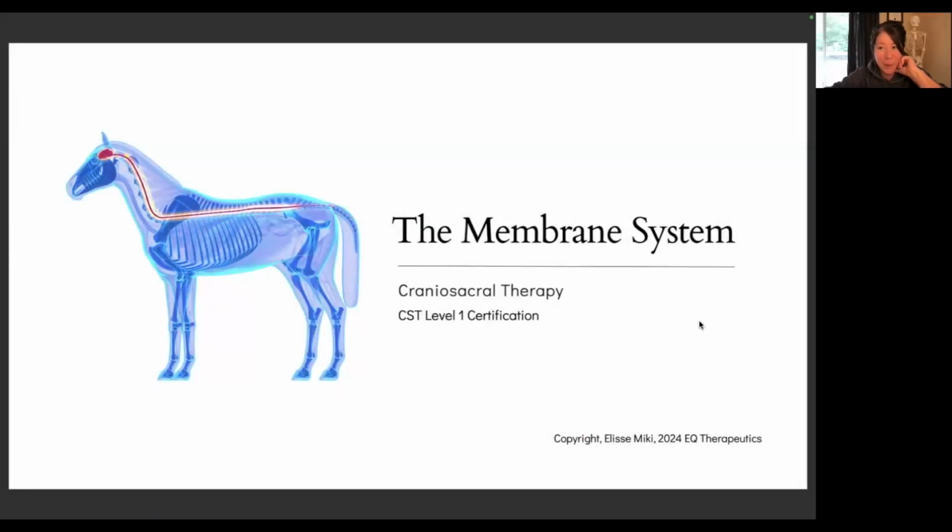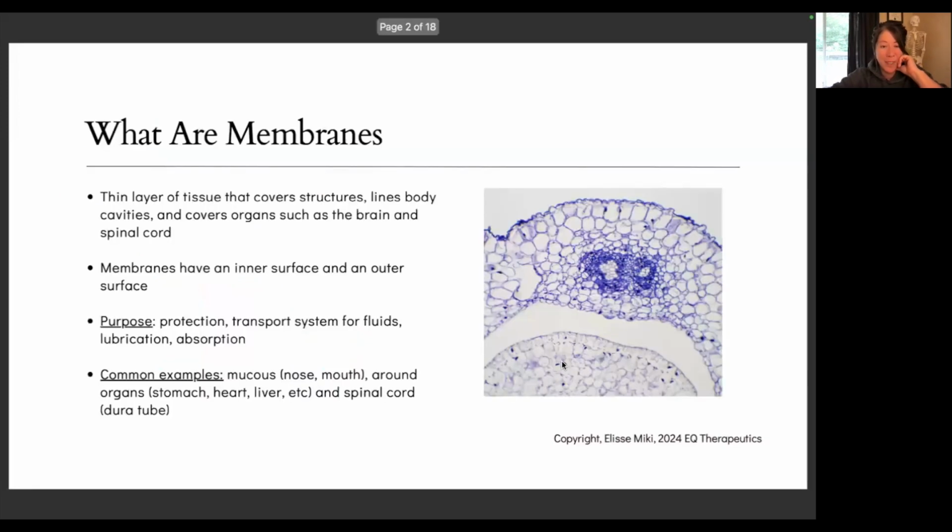Hello, everyone, and welcome to today's lecture on the membrane system. So first up, what are membranes? We need to talk about what these are in the first place. So membranes are a very thin layer of tissue that covers structures. So lots of structures, which we'll talk about.